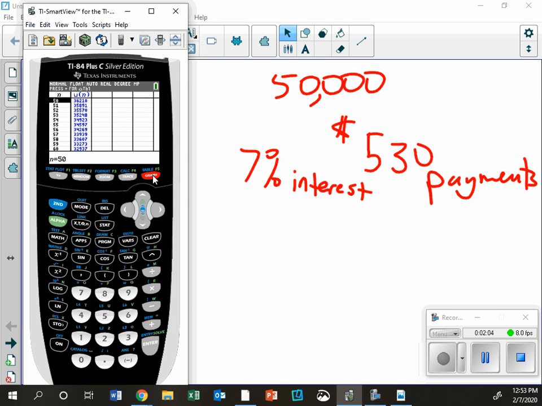Still 36,000. Holy smokes. You know what this is like? This is like college loans. Because $50,000 is very common for people to have for your college loan payments. And 7%, that might be a little high for college loan payments. Usually your interest on college loans is a little lower. But if you got it from a normal bank, it might be that high.